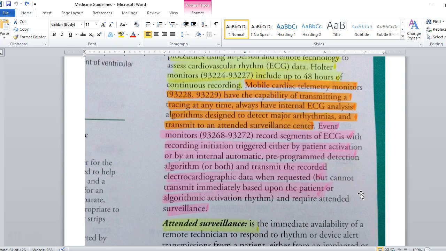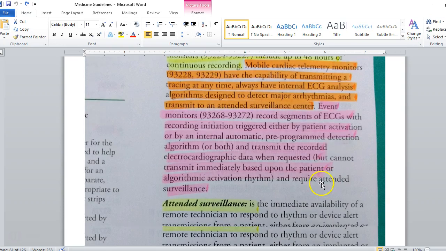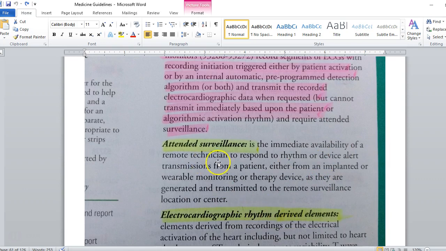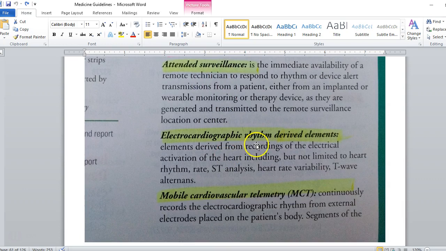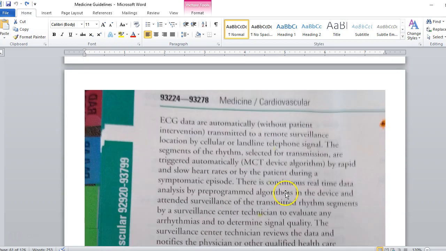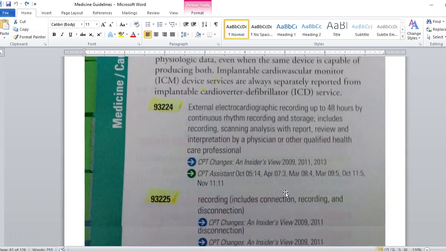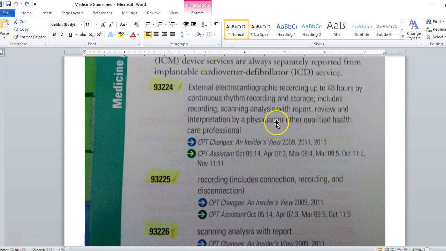Okay, so this again is going to require someone to be there. So again, attended surveillance, meaning that there is a technician somewhere. Okay, now I'm going to let you go through and read through all of these on your own, the differences between the different elements and the different pieces of equipment. The biggest thing is, what are we doing?